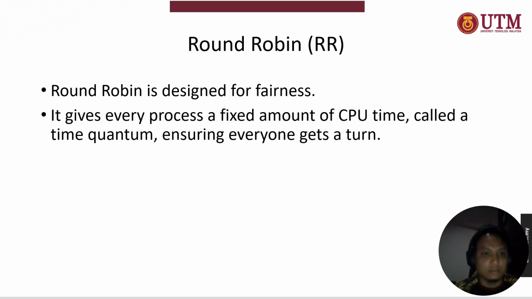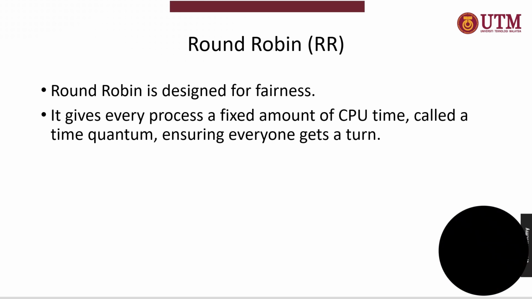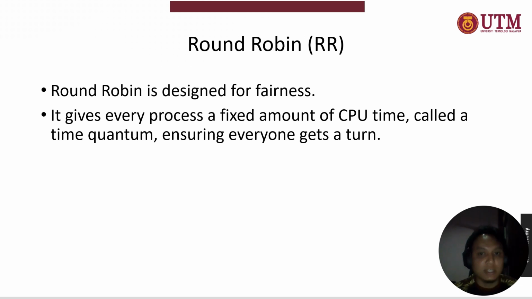Round robin. So round robin is designed for fairness. It gives every process a fixed amount of CPU time called a time quantum, ensuring everyone gets a turn.